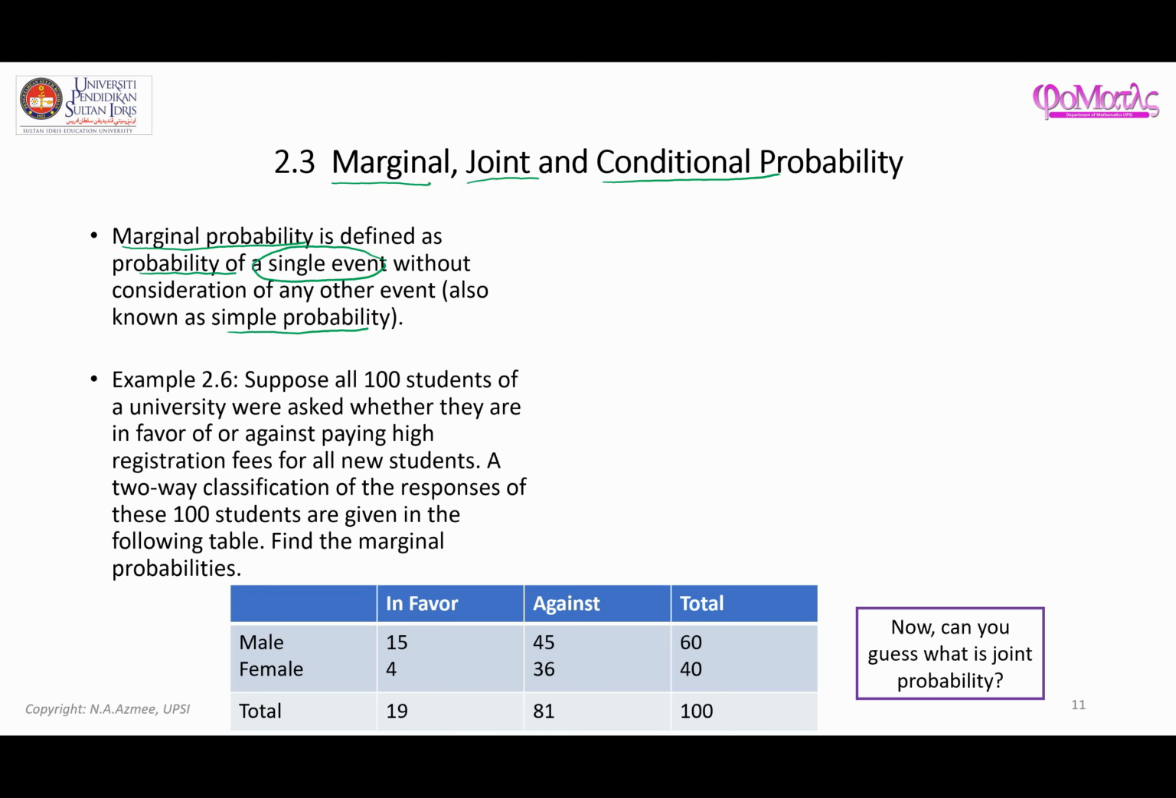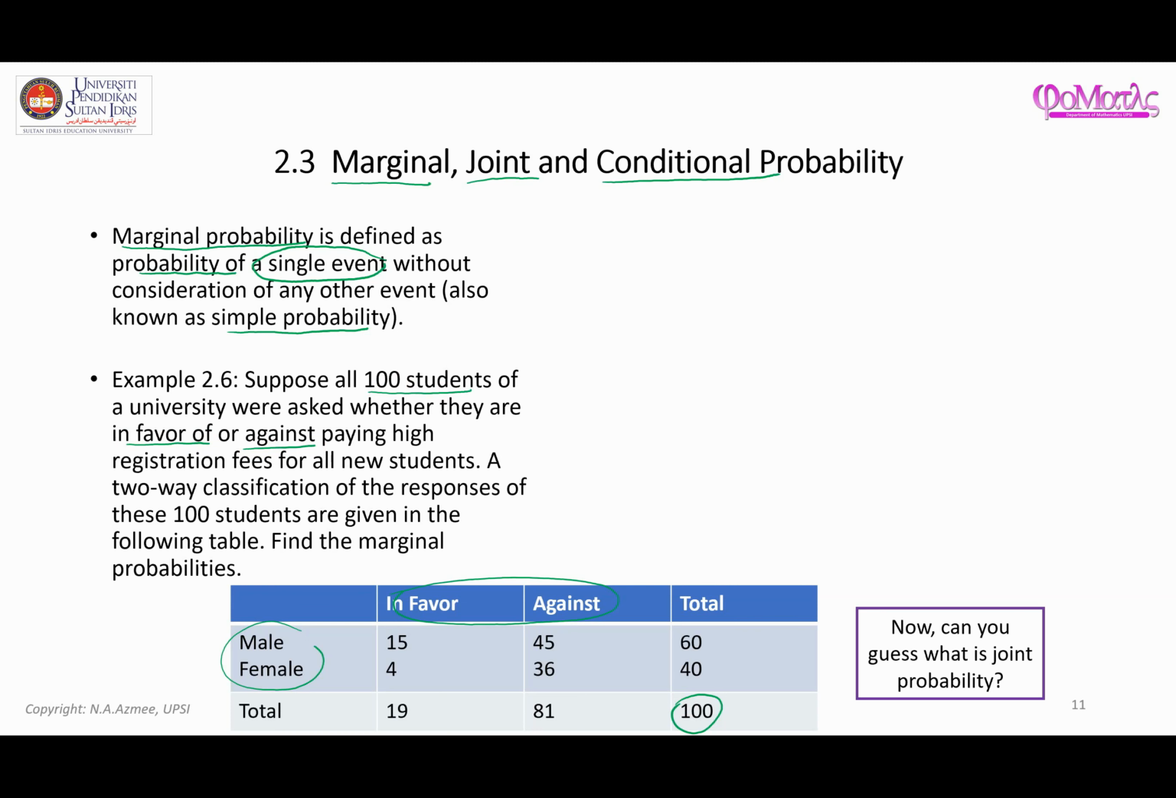So here is an example where you have a 2 by 2 table, really. You have 2 rows and 2 columns, and this is how some sort of data has been organized into a table. Here we have 100 students in total, and they were asked whether they are in favor of or against paying high registration fees for all new students.